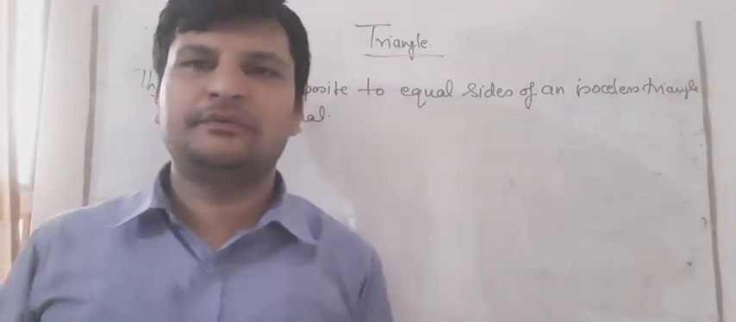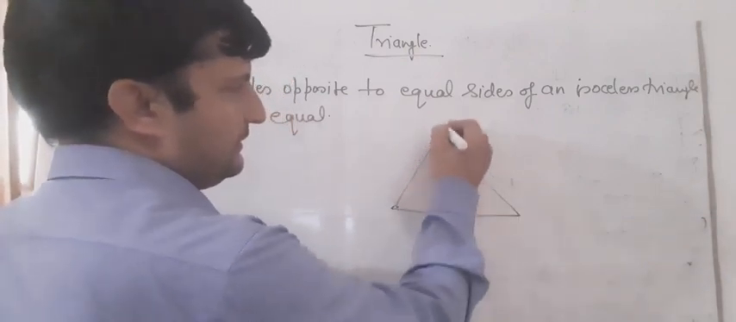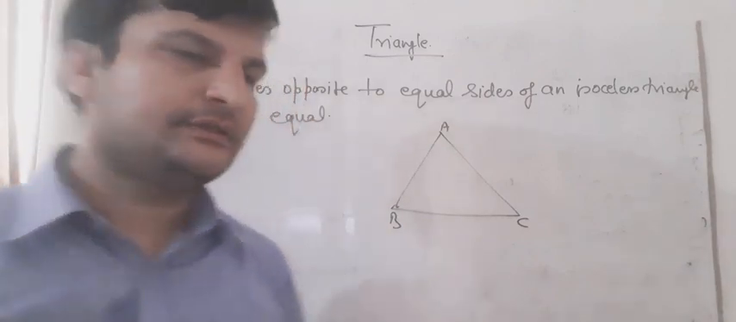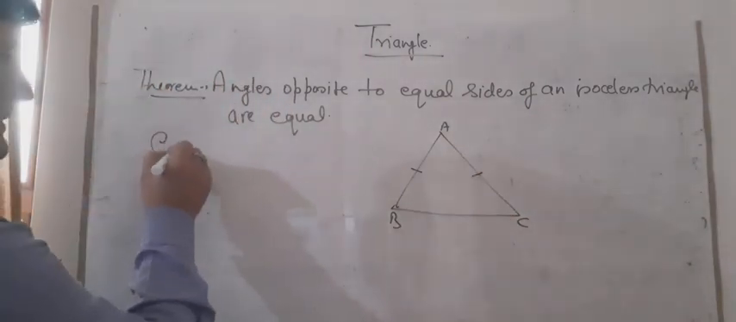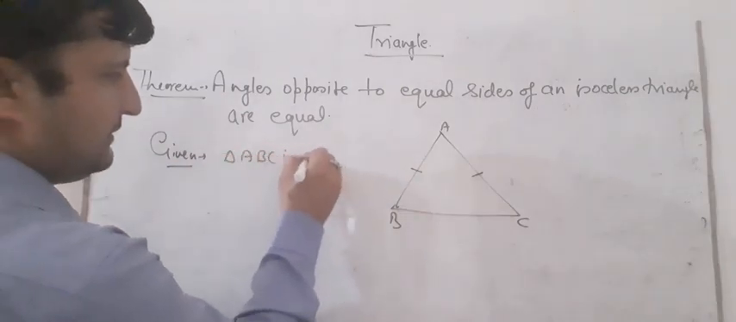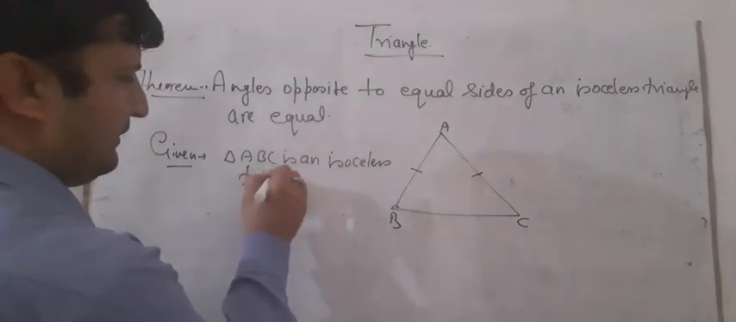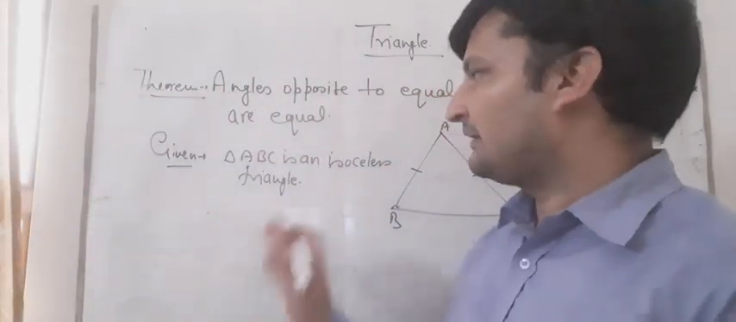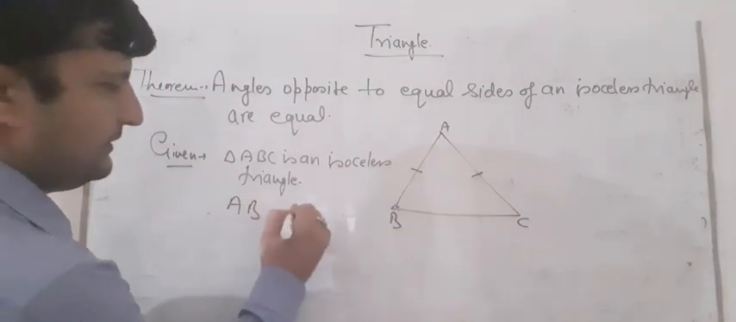First, to prove this theorem, we will make a triangle. Suppose a triangle is like this, A, B, C. Now the triangle is an isosceles triangle, so it is given already. So we can write it first. Given: triangle ABC is an isosceles triangle. It means it is given that AB is equal to AC.